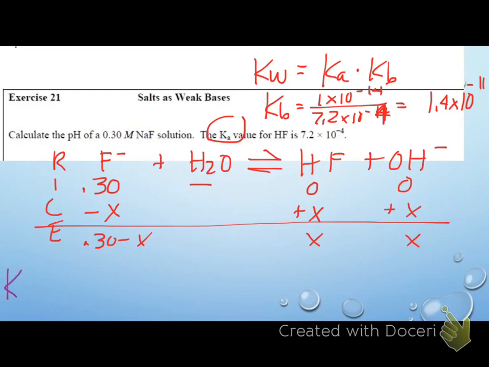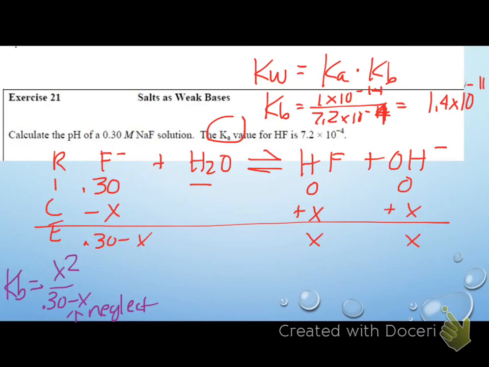So now we're going to have Kb equal to x squared over 0.3 minus x. What are we going to say about x? Neglected. Oh, they give you Kw on the yellow paper? Tuan says they give you Kw. So no, you do not have to memorize it. Yay for College Board.